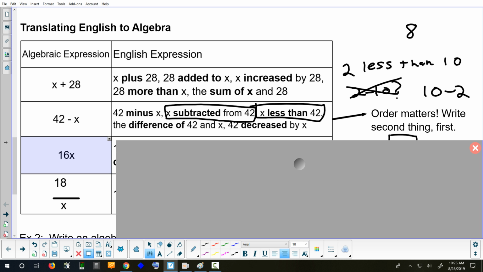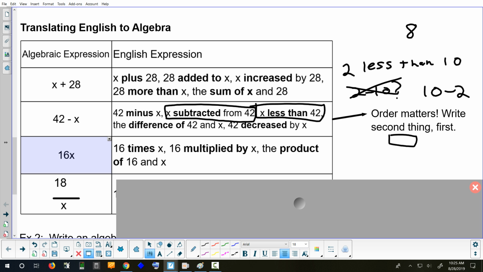Multiply, times. What do you call it when you multiply two numbers? It's not like the sum or the difference. You want to know that one? Yeah. Product. Good. So we had times, we had multiplied, we had product. I think we got them all. So all different ways to say the same thing.